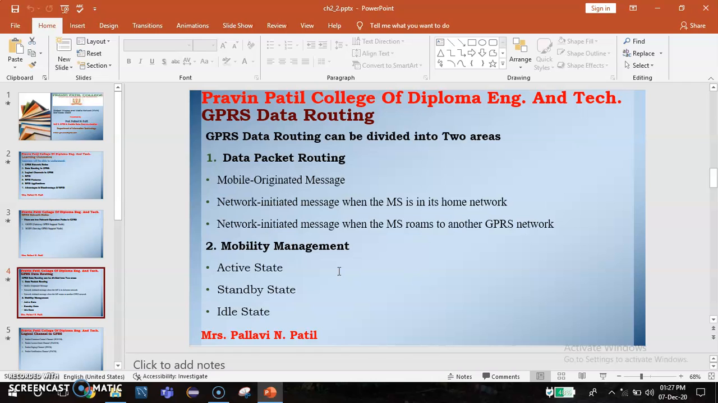And standby state: in the standby state only the routing area of the MS is known. That is, a routing area can consist of one or more cells within a GSM location area. The last one is the idle state. In the idle state, the MS does not have a logical GPRS context activated, nor is any packet switched public data network address, like PSPDN, allocated. These are the GPRS data routing.